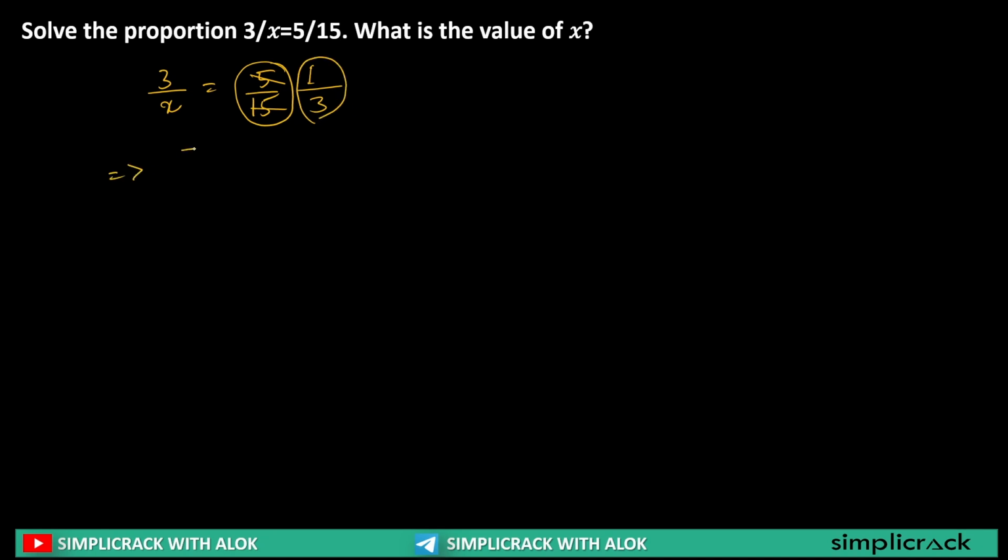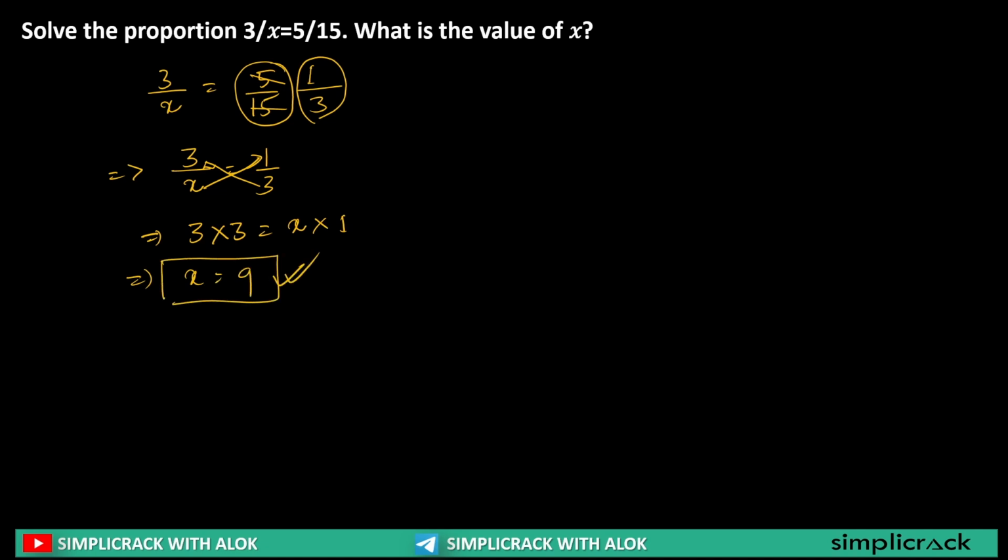Now we can write 3 by x is equal to 1 by 3. Now x will be multiplied here, 3 will be multiplied here. So 3 into 3 is equal to x multiplied by 1. So x is equal to 3 into 3, that is 9. So what is the answer? 9 is the answer.